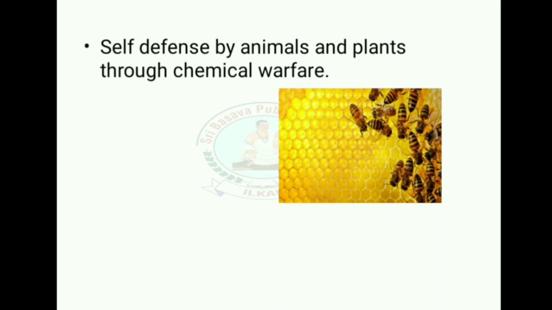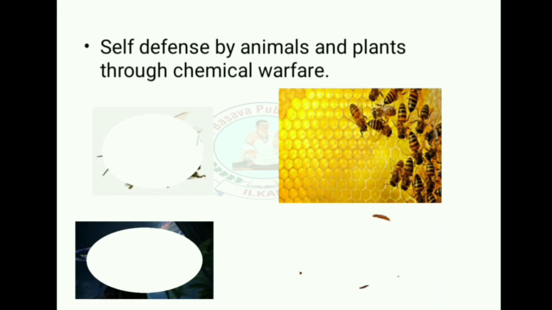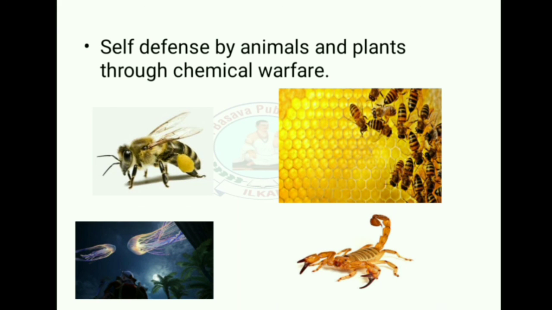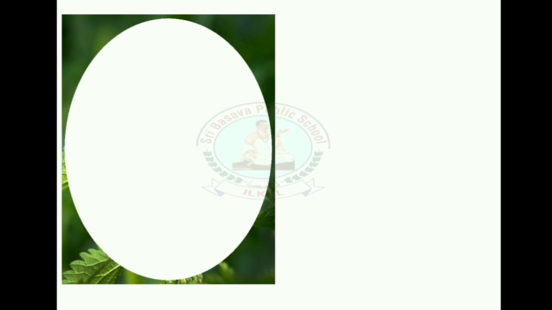And coming to the next point, some animals use acids or bases for self-defense purposes. That is self-defense by animals and plants through chemical warfare. An example is honeybees. You know very well the honeybee, the scorpion, then the Obelia, or you can say jellyfish. They all have a strong sting.